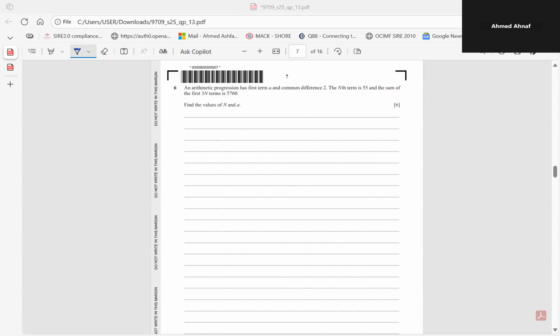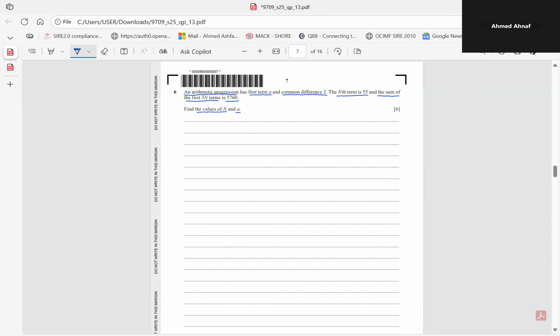Okay, so for this question, we're told an arithmetic progression has first term a and common difference 2. The big nth term is 55, and the sum of the first 3n terms is 5,760. And using all this, you have to find the values of n and a.